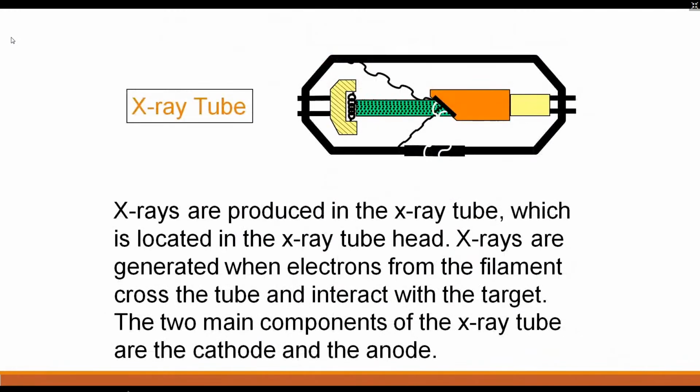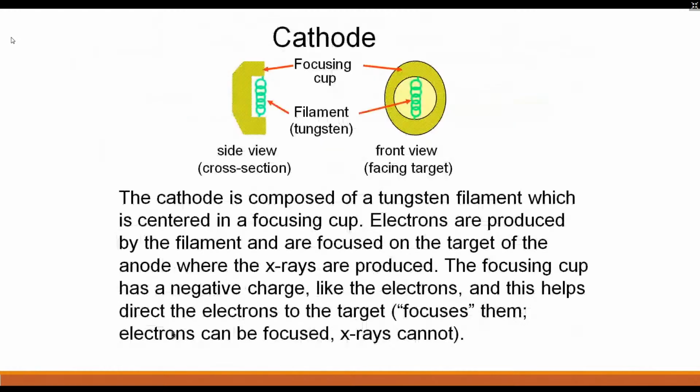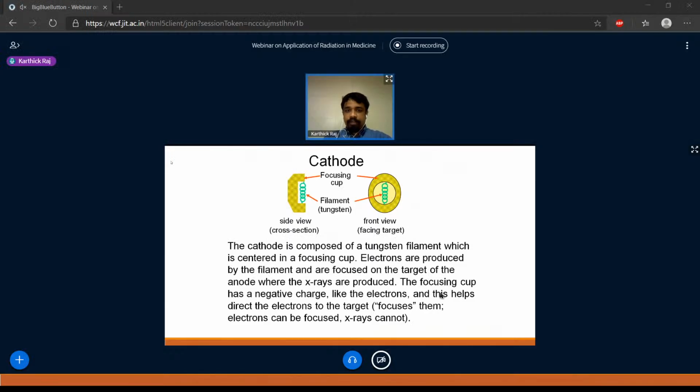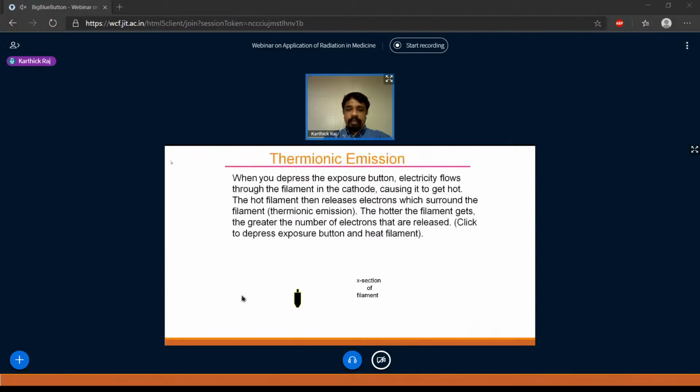If you get into the X-ray tube structures, there are different components here. We will have a cathode and the anode, and this entire component will be encapsulated inside an X-ray tube. We have a focusing cup, and the filament which produces the electrons. Okay, let us start with the electron production.